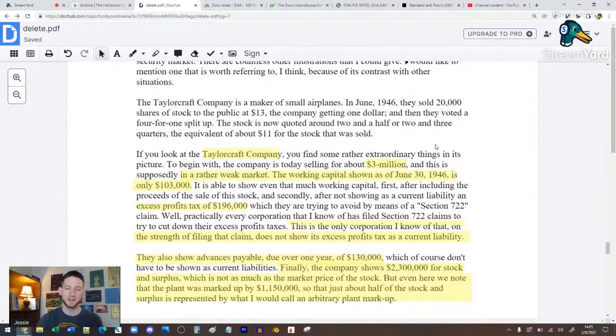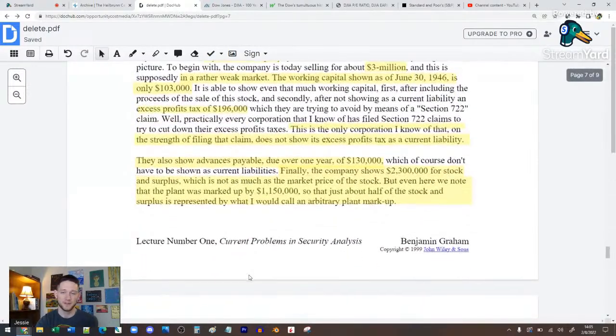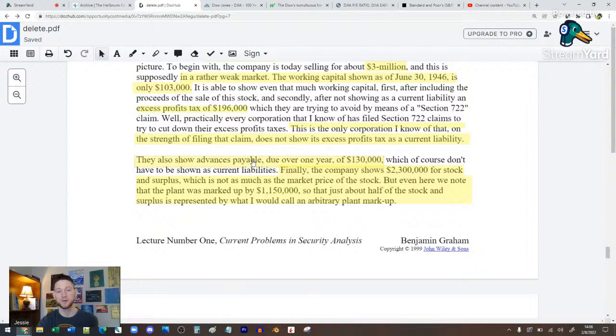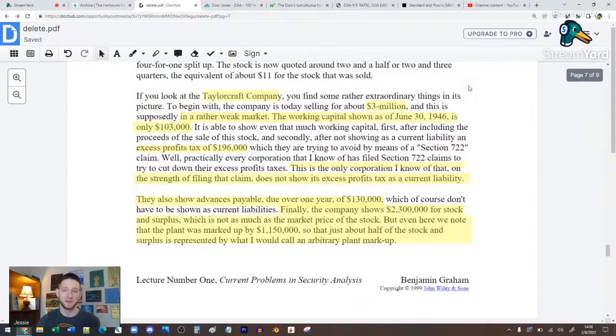But then he says it gets worse because they have excess profits tax of $196,000, which is what they owe. That doesn't get reflected in working capital because of this Section 722 claim. Ben Graham said he's seen people use Section 722 before, but it's the only company he's seen to not include the excess profits tax in their current liabilities, which would have shown a working capital that was in the negatives. He also goes on to say there was an advances payable, so more of a current liability, of $130,000. So if you take the 103 minus almost 200,000 minus another 100,000, you get a working capital that's far in the negatives for a company that's selling for $3 million.